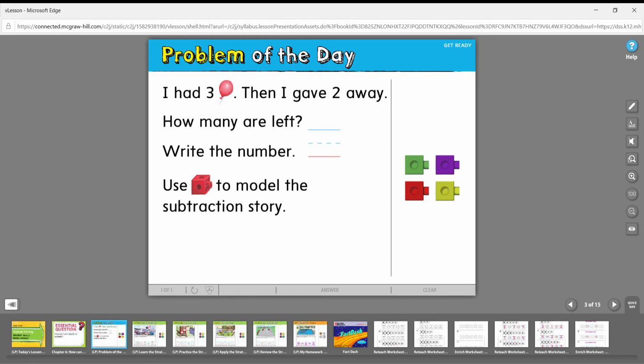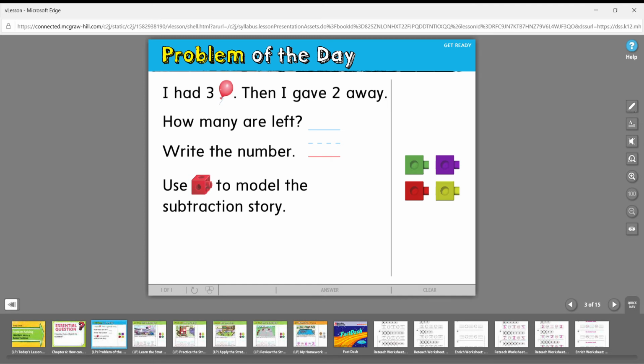I see a lot of words that I recognize here, some sight words. Do you see any sight words? I bet you do. The first sentence says, I had 3 balloons. Then I gave 2 away. How many are left? Write the number.